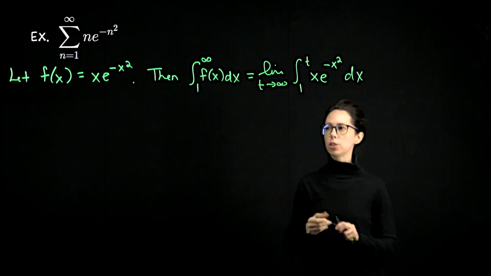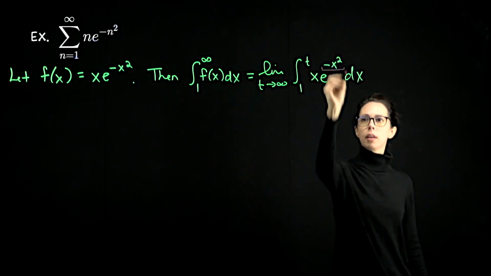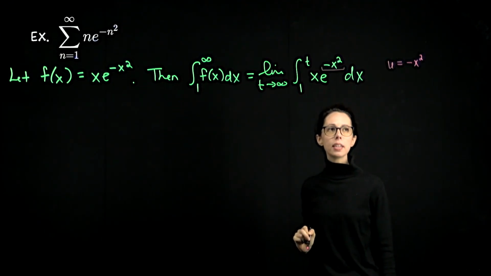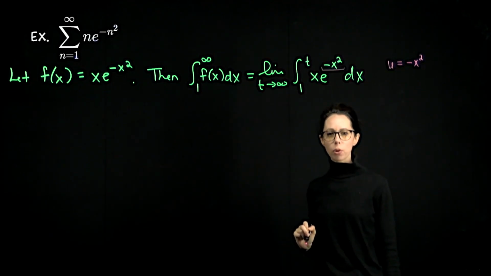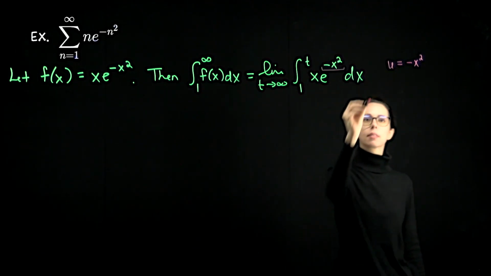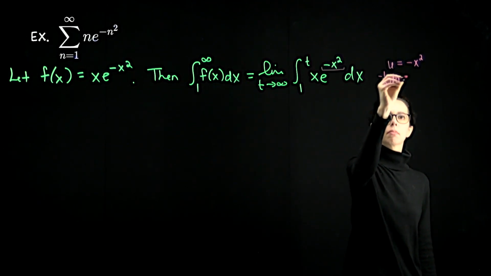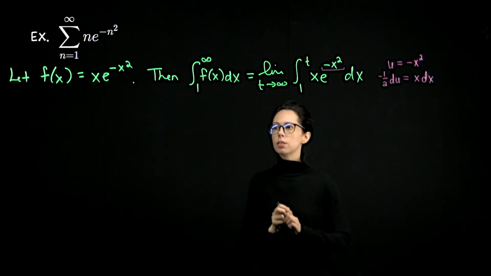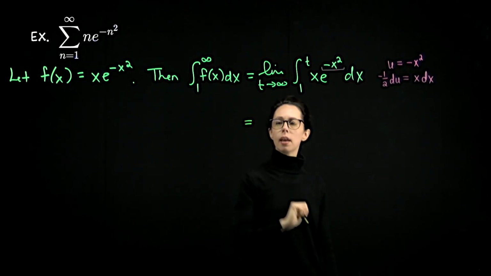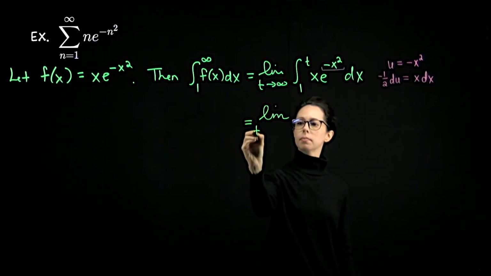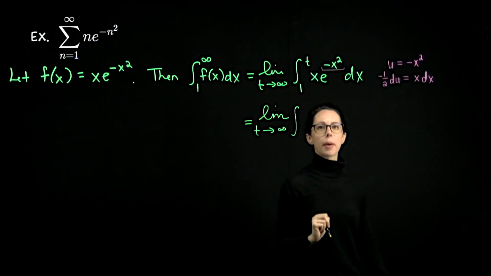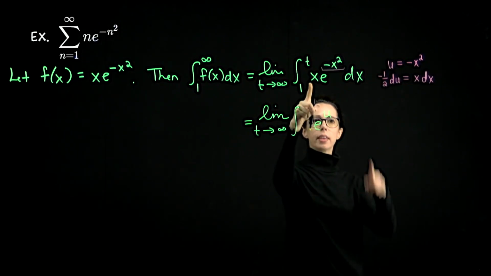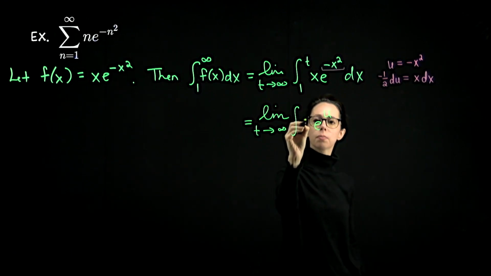Okay, this is a u sub situation. So if I let u be the negative x squared, then du is negative 2x dx. I'm going to write that as negative 1/2 du is x dx. Okay, so I'm going to put this here. This will be the limit as t goes to infinity. I need to change my bounds, but first let me change my integrand. E to the negative x squared becomes e to the u, and then x dx becomes negative 1/2 du.